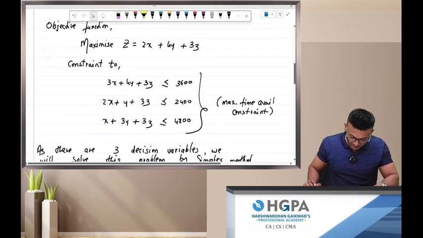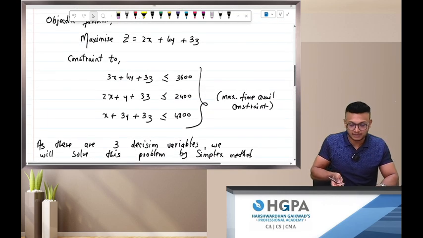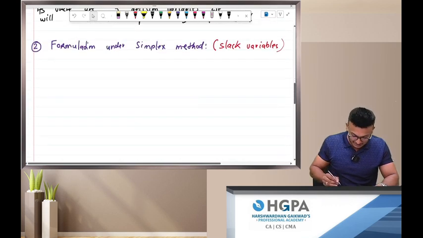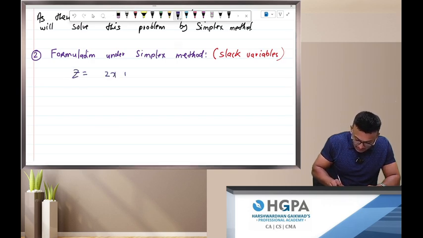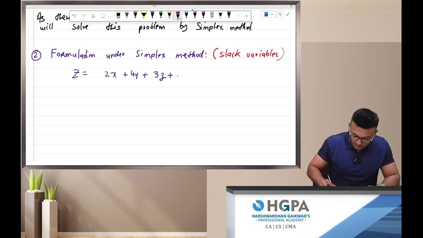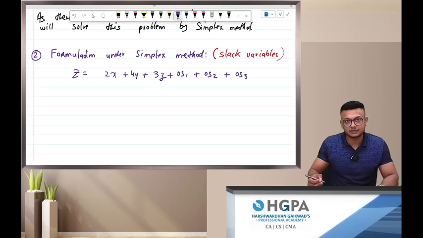So, a simple start will be to copy down the objective function plus add these variables. How will we do it? This is there in front of you, the maximization function, that is 2x plus 4y plus 3z. Z is equal to 2x plus 4y plus 3z. Now add the three variables with zero coefficients: 0s1 plus 0s2 plus 0s3.